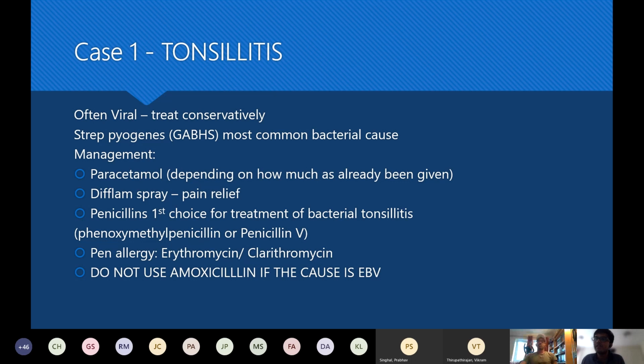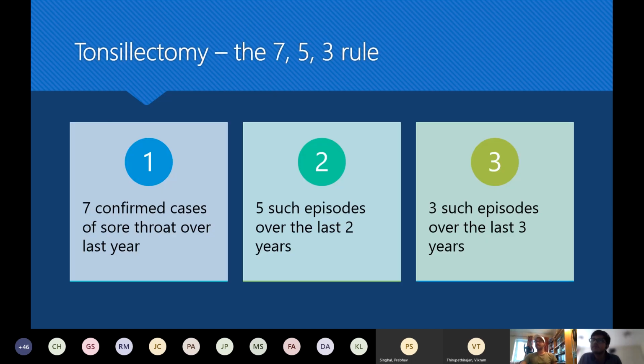Say in the history, we talked about this being the fifth time this has happened in the last 2 years. That's an important aspect of this history because it leads on to tonsillectomy. Tonsillectomy is obviously the final definitive management of any recurrent tonsillitis. A helpful way of remembering when it's indicated is the 753 rule: 7 confirmed cases of sore throat over the last year, or 5 such episodes over the last 2 years, or 3 such episodes over the last 3 years. It shows that it's recurrent and over time, taking into account clinical judgment as well.